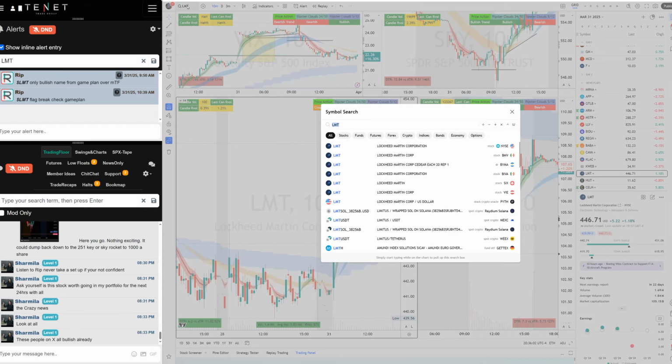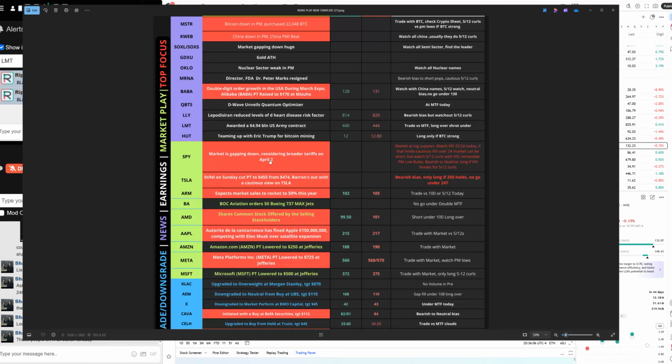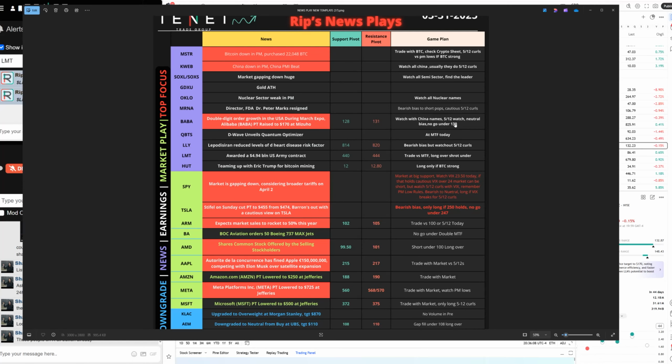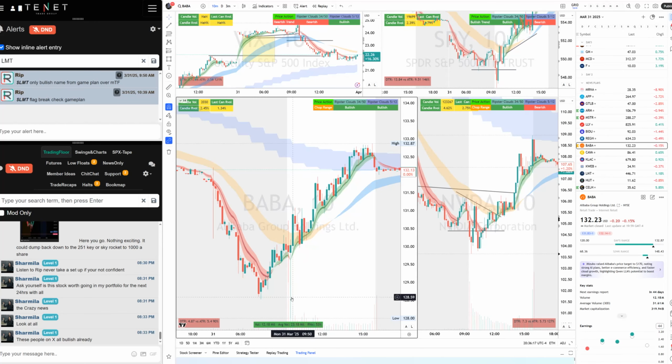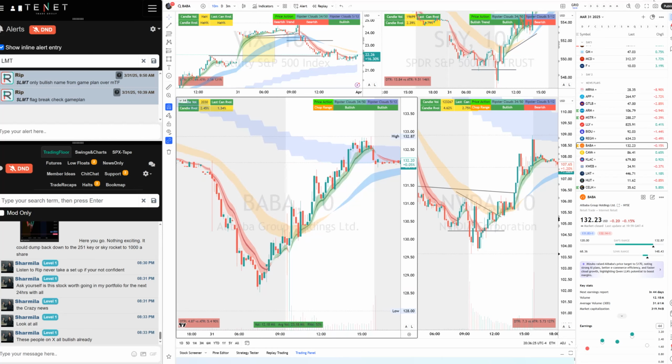So let's look at some other names here. Baba. What did I say on Baba, right? Watch the China names, 512 watch and neutral bias, no go under 130. Chinese names usually have been bouncing from the gap downs, and this is what Baba did: a 512 curl, held 3450. Very important. This is where you buy, and you trade it all the way up.